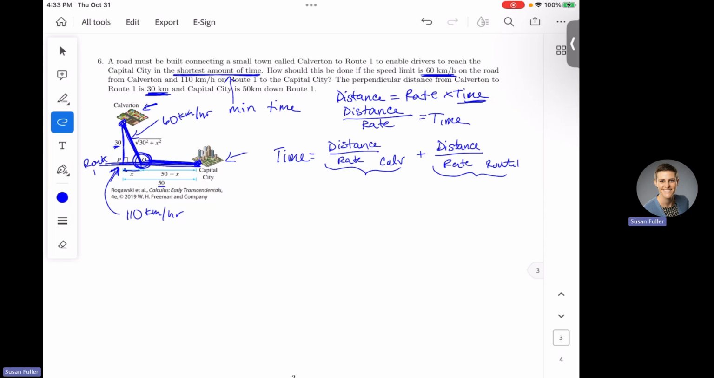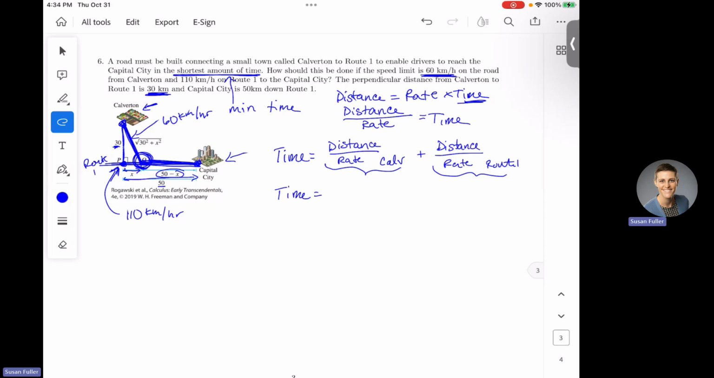It's this distance here. It's the distance between the perpendicular corner and the actual junction where we're going to connect these two roads. That's what x is. It's the horizontal distance from the perpendicular to where we're going to build this road. And I know that the whole distance from the perpendicular all the way to the capital city is 50 kilometers, which is why the distance that we're actually going to drive along from that junction to the capital city is 50 minus x. So that's going to be the distance along Route 1 that we have to drive.